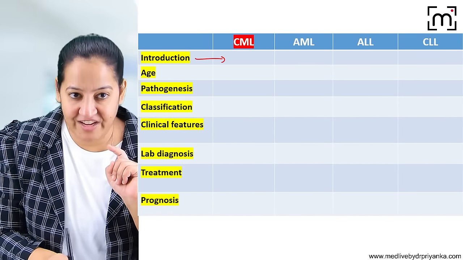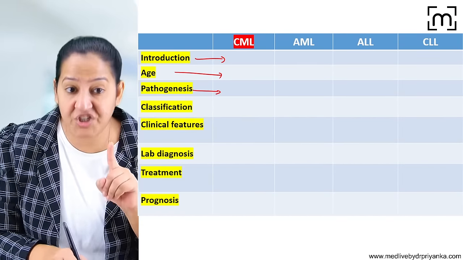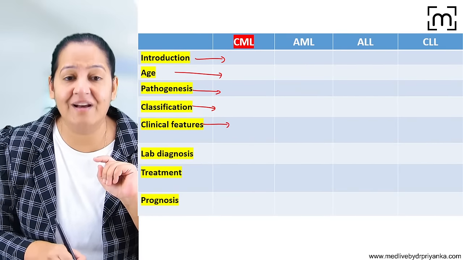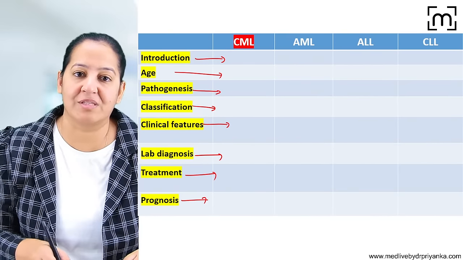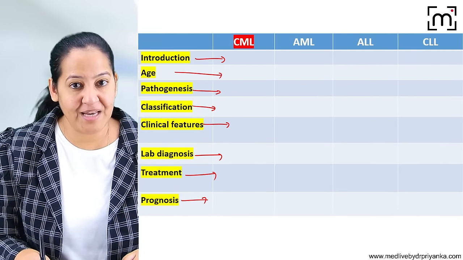I hope you know the definition, age, mutation, the three phases, clinical feature, lab diagnosis, treatment, and prognosis of the CML. Can I skip and come on the next one?